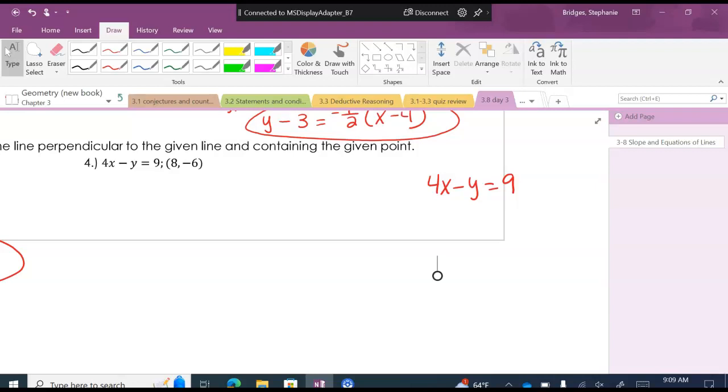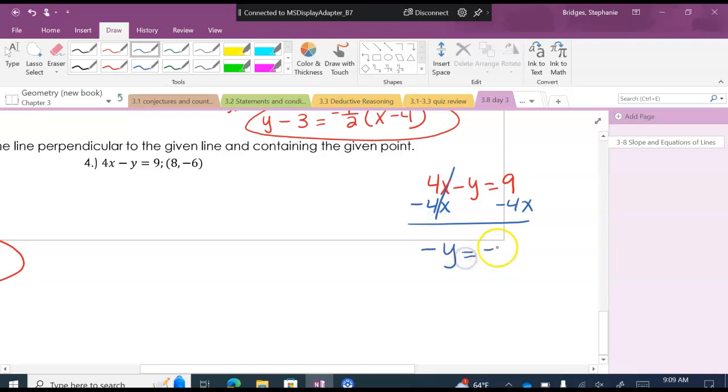What's the first thing I want to do if I want y by itself? Subtract the 4x over to the other side. That leaves me with a negative y equals negative 4x plus 9. Now what do I need to do? Divide everything by negative 1, yep. So y is going to equal negative 4 divided by negative 1 is a positive 4x. Positive 9 divided by negative 1 is negative 9.